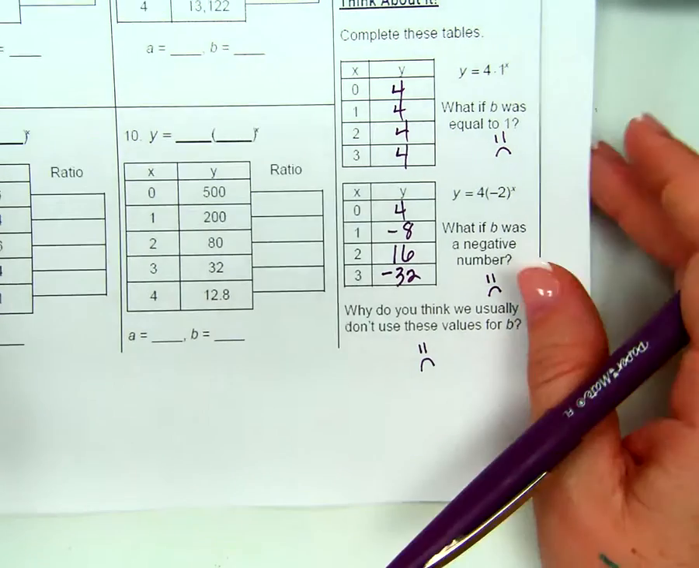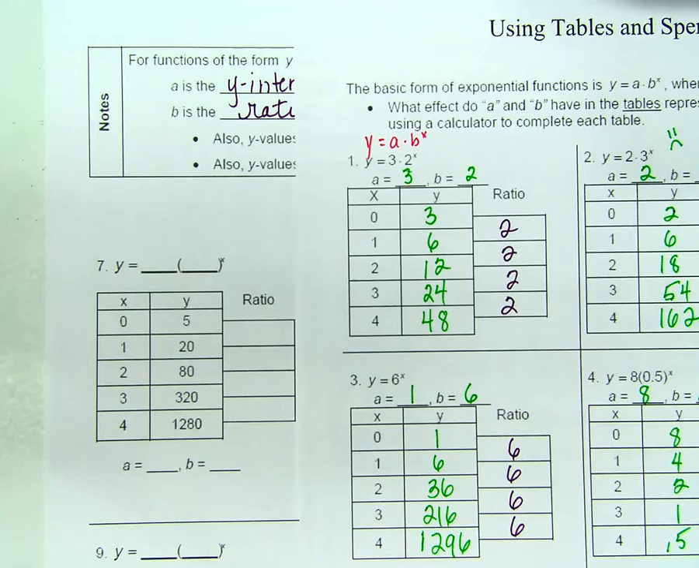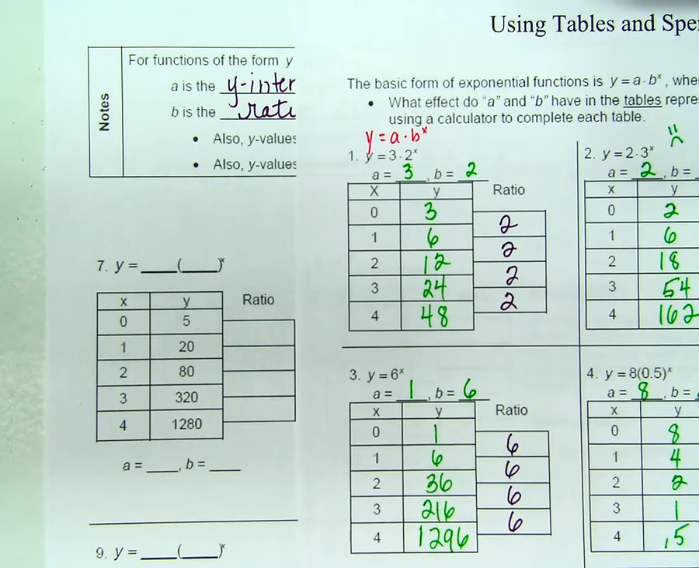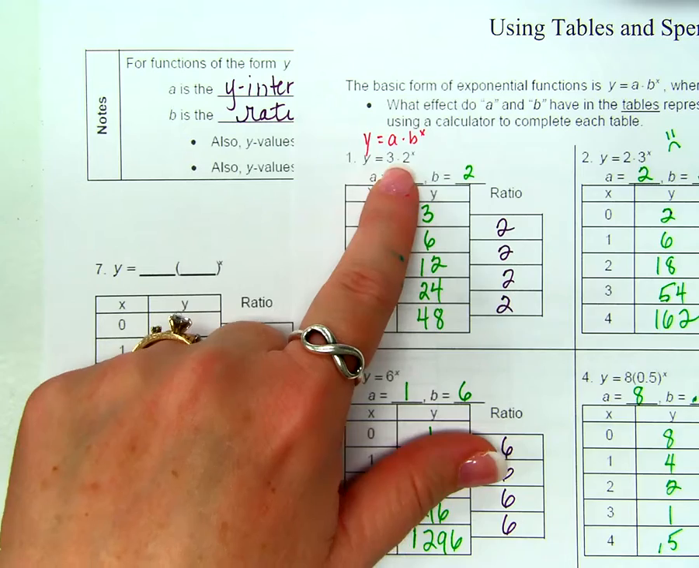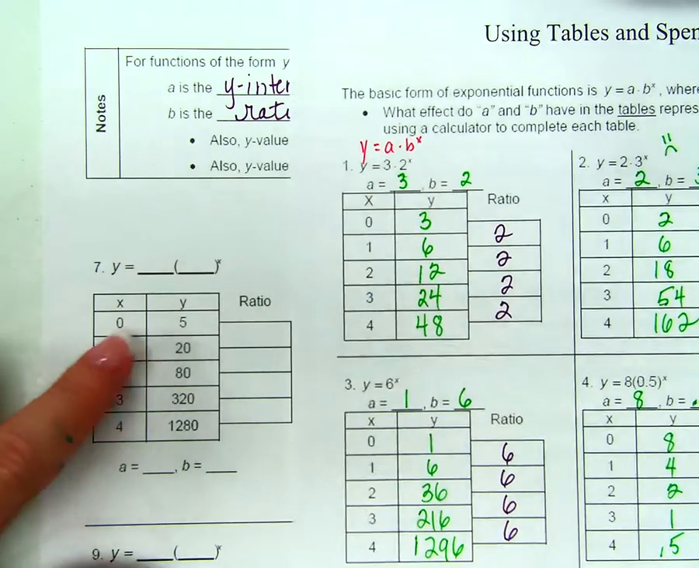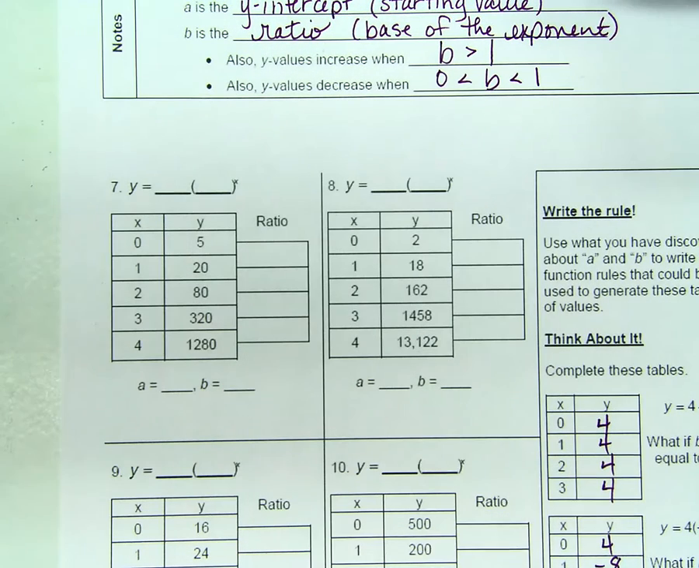Okay? Look at problem number 7. How is problem number 7 different than any of the ones we did on the other page? It's backwards, isn't it? Here, I gave you the equation, asked for the A and B, the ratio, and the table. Here, I gave you the table and asked for the ratio, A and B, and the equation. It's just backwards, right? Can we do it backwards? Yeah.